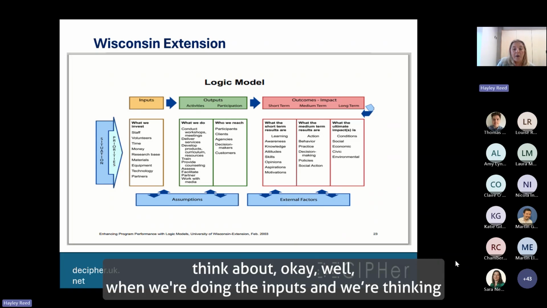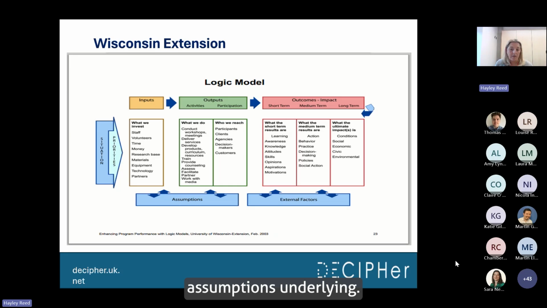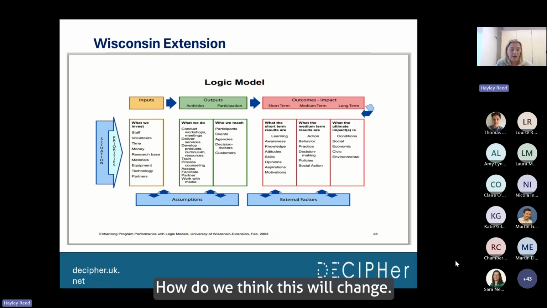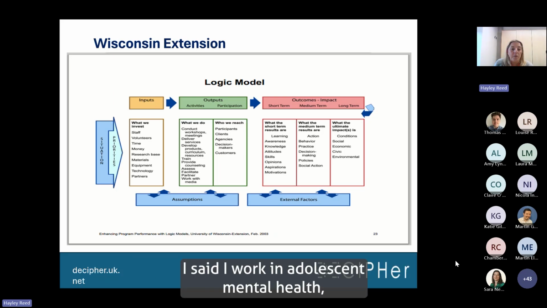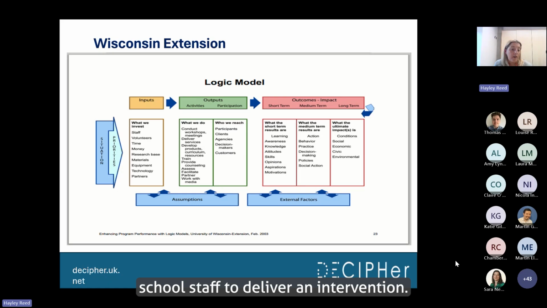We then think about, okay, well, when we're doing the inputs and we're thinking about the mechanisms of change, what are the assumptions underlying? So this is around the beliefs. So what do we believe putting in those resources will change? How do we think this will change? So for example, as I said, I work in adolescent mental health. It could be that our inputs are clinical psychologists who are going to run activities to train school staff to deliver an intervention.